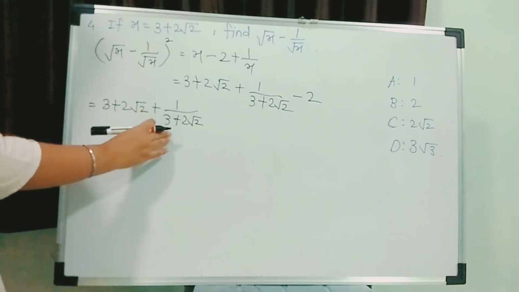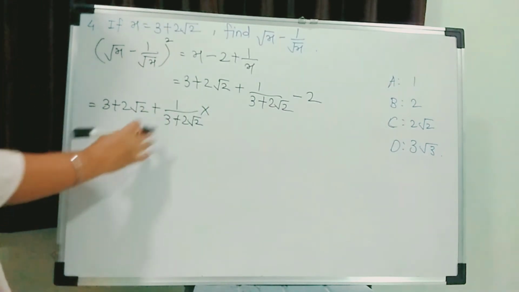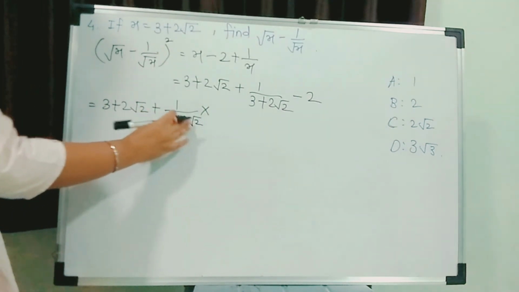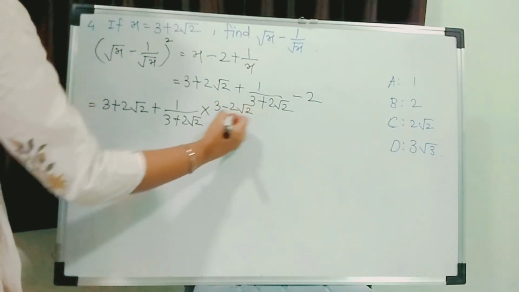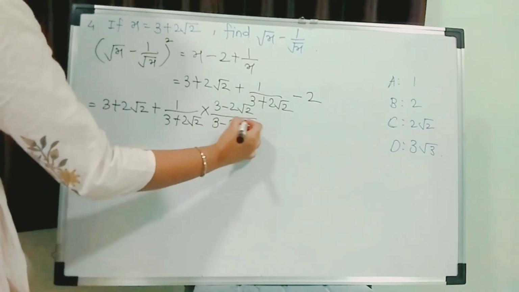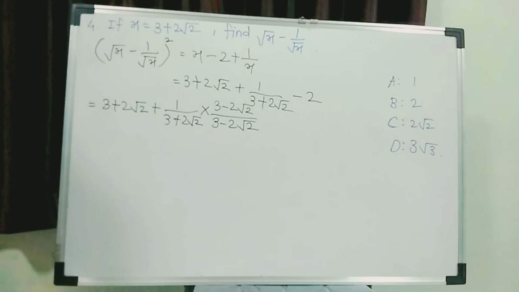Now this is a complex number. I will multiply by the conjugate of this complex number, 3 plus 2 root 2. What is the conjugate of this number? 3 minus 2 root 2. Okay. Now if you don't know what the conjugate of this number is, or what a complex number is, I have already given the link for the conjugate of a complex number and the definition of a complex number in the description box. You can check it.